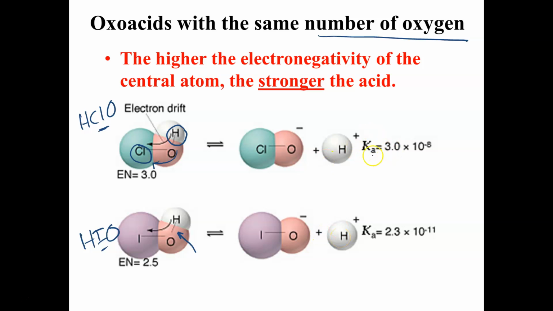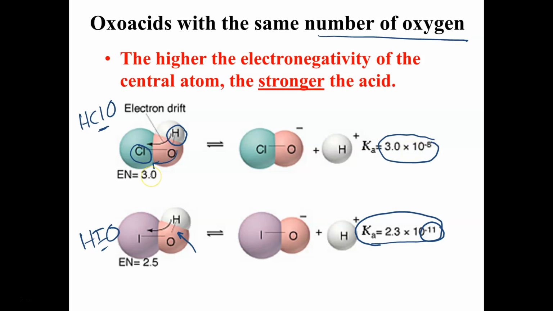Look at the Ka value though for HClO. 3 times 10 to the negative 8th. Still pretty weak acid. But compared to HIO, look at the Ka value. 2.3 times 10 to the negative 11th. Way weaker. This is a way smaller Ka value. Remember, the larger the Ka value, the stronger the acid is.